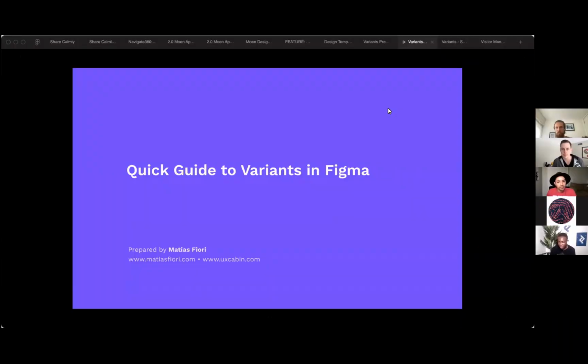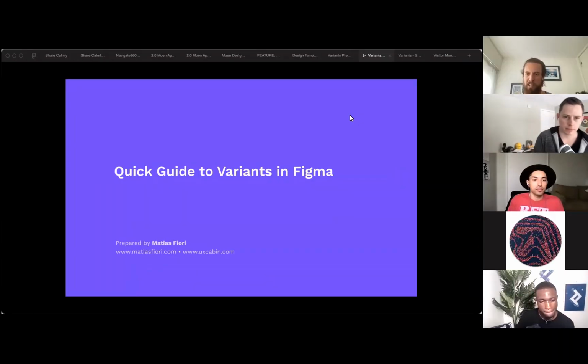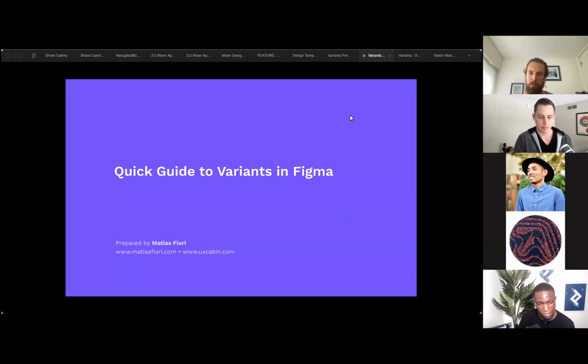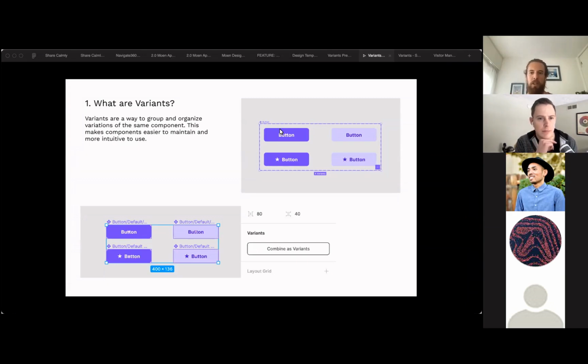So I just made a presentation with a bunch of slides. I've stolen most of the graphics from all the sites and everything. I've cited them at the end of the presentation in case you want to check the original websites. I'm going to get started with what are variants.